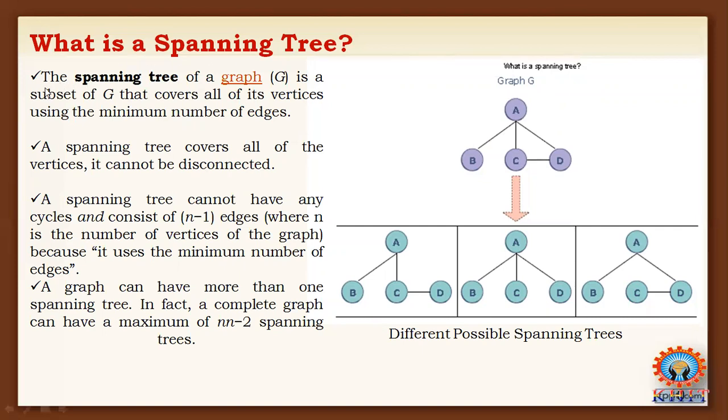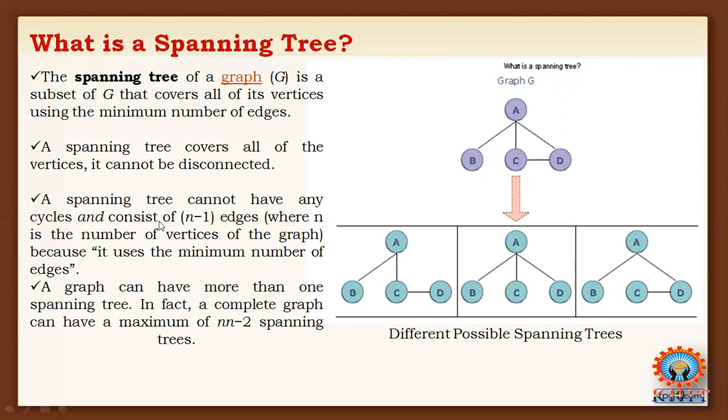The definition of a spanning tree: a spanning tree of a graph G is a tree that covers all the vertices using the minimum number of edges. The spanning tree cannot have any cycles. That means a cycle cannot be found in the spanning tree.